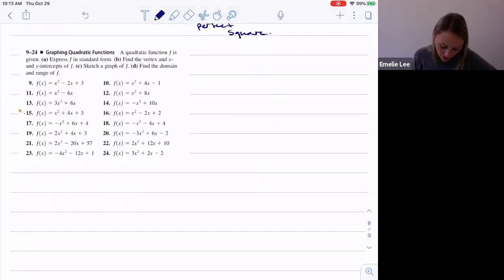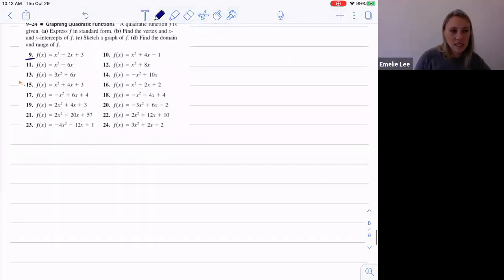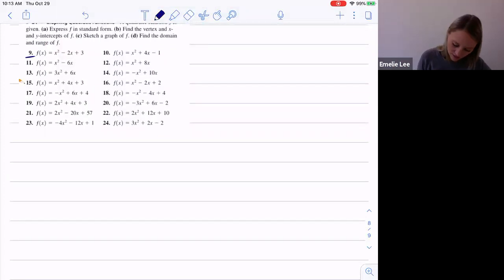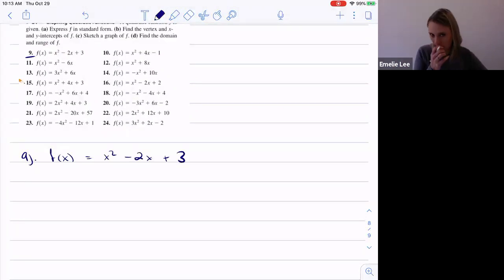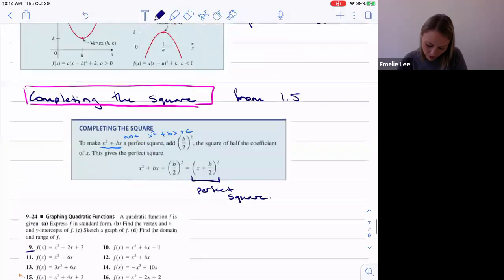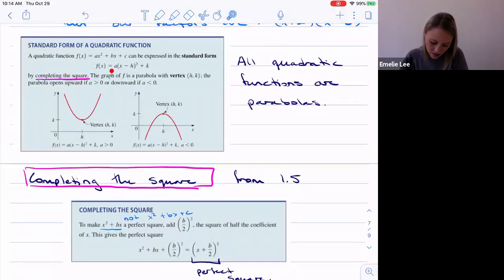All right, let's start nice and easy. All right, let's do 9. So f of x is x squared minus 2x plus 3. So what I'm going to do is rewrite this thing, and I want to morph it to look something like this, right? Which means I have to, by completing the square.